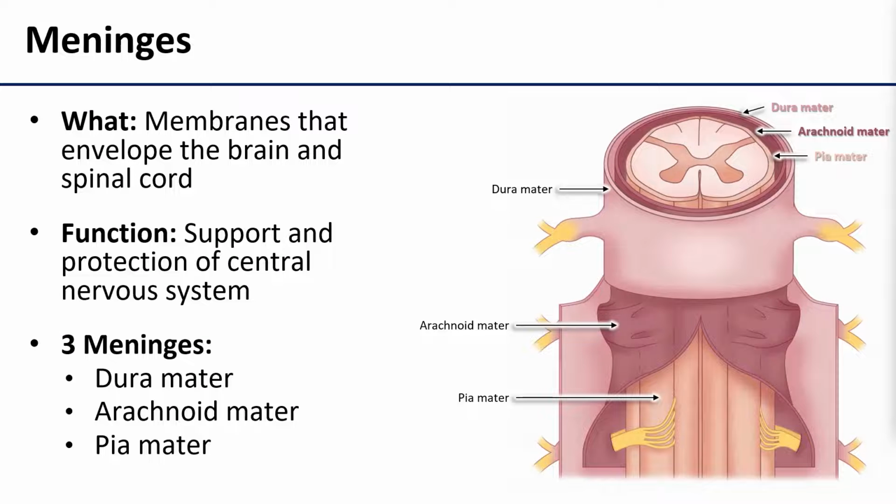The meninges are a group of layered membranes that envelop the brain and spinal cord. The spinal meninges and cranial meninges are contiguous with each other, so they form one large wrapper for both parts of the central nervous system. We have three layers of meninges. The dura mater is the outermost, and it's the strongest of the three. Deep to that, we have the arachnoid mater, and then touching the surface of the brain and spinal cord is the pia mater. Together, they're going to provide support and protection for the central nervous system.